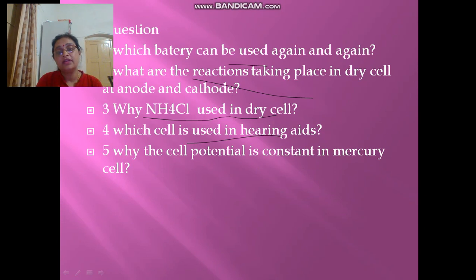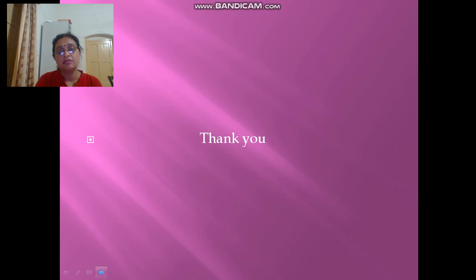Which cell is used in hearing aids? This is our mercury cell. And why is the cell potential constant in the mercury cell? Because there is no involvement of ions. So this is our today's discussion of two cells.